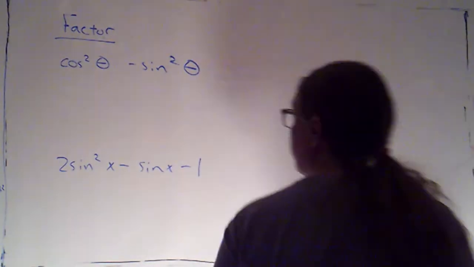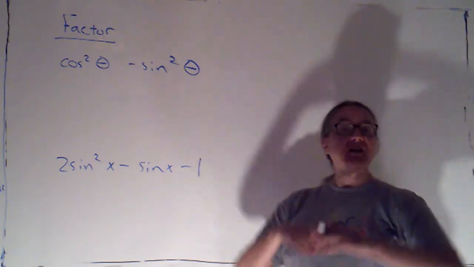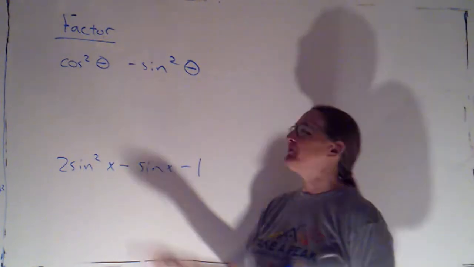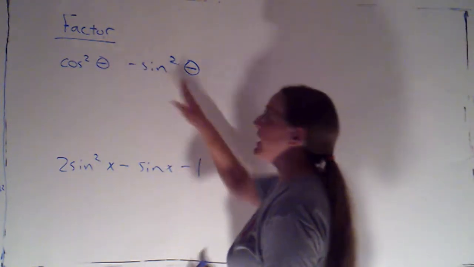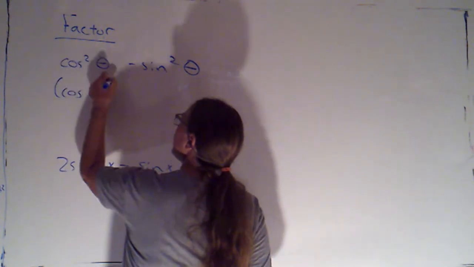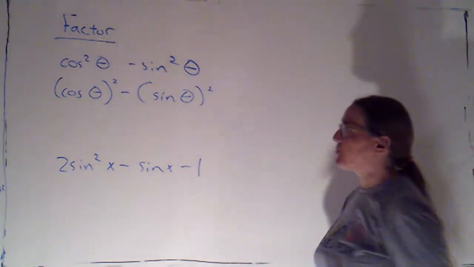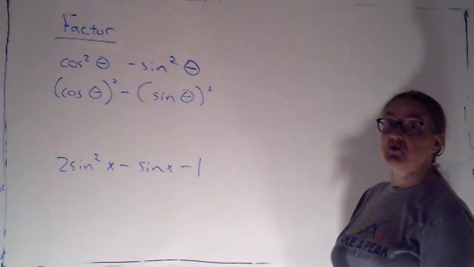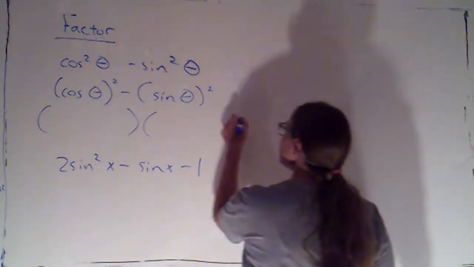In the last video, we reviewed how to multiply out trig expressions. Now we're going to just undo that, and undoing multiplication is called factoring. So if I have this, cosine squared theta minus sine squared theta, remember what that means. That's cosine of theta, quantity squared, minus sine of theta, quantity squared. That's a difference of two squares. What's nice about that is that always factors.